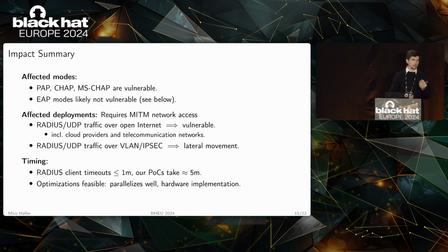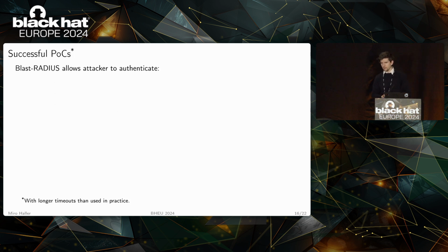And moreover, there's also many more optimizations that would be feasible. Our attack parallelizes well, and the MD5 collisions could even be implemented on hardware. In terms of proof of concepts, we ran the BlastRADIUS attack against the following software. And in all of these cases, it would allow an attacker to authenticate as an arbitrary user.